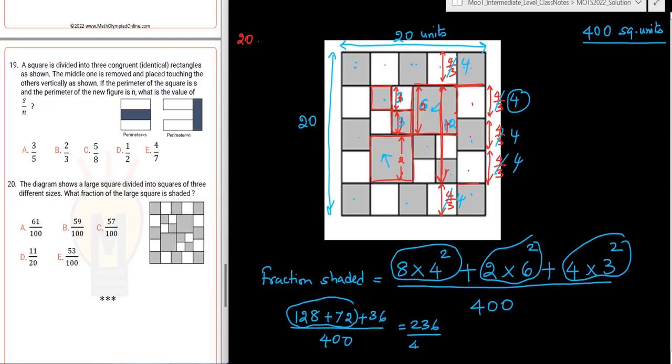236 divided by 400. Now just take a quick look at the answers. The choices, most of them, have 100 in the denominator. So to get 100 in the denominator, you have to divide by 4. Is the numerator divisible by 4? Yes, it is. The last two digits are divisible by 4. 4 9s are 36, so it is divisible by 4. So I will do the division by 4. 4 5s are 20, 36, the remainder is 3, 36. 4 9s are 36 divided by 100. So the answer is 59 by 100. That is choice B, 59 by 100.